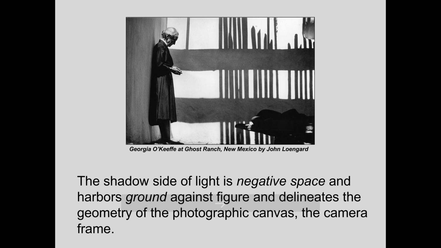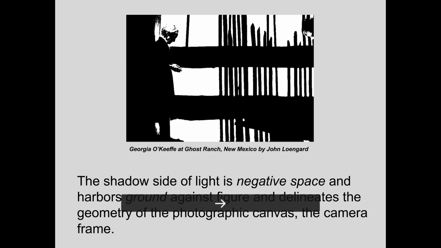So the shadow side of the light is negative space and harbors ground against figure and delineates the geometry of the photograph canvas and the camera frame. So you can see that it almost creates a frame to have shadows around an edge. This is an extreme of what the contrast does in an image like this.